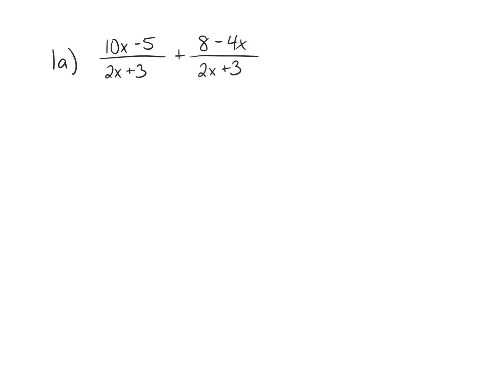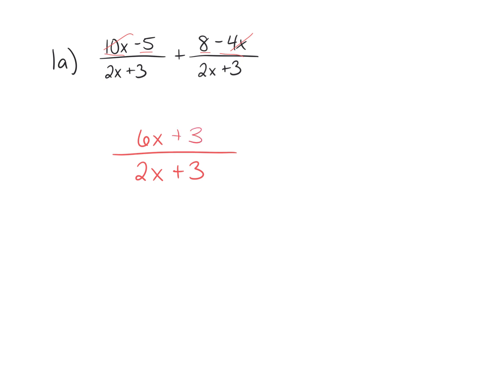What do we have to check in order to add and subtract? The denominator. What does the denominator have to be? Has to be the exact same. Is it the same? Yep, they're both 2x plus 3. So we are going to have our denominator as 2x plus 3. What do you think we do with the numerator? It is going to be combining like terms. So we have 10x plus negative 4x, 6x, and then we have negative 5 plus 8, plus 3.